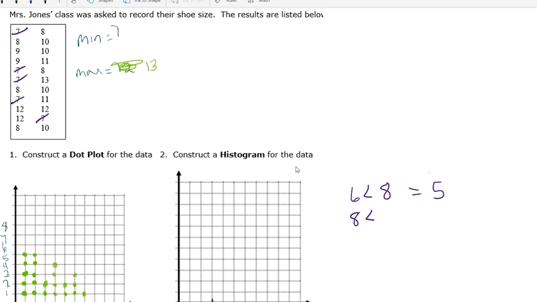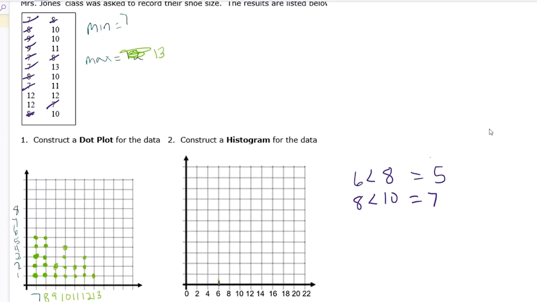8 but less than 10. So 8, so that's 1, 2, 3, 4, 5, 6, 7, because I can count 9s because that's less than 10. So I said 7. All right, let's look at 10, but less than 12. So 10 is 1, 2, 3, 4, 5, 6. Let's see, did I miss any? Nope, equals 6. Okay, and then 12, but less than 14. So that's 12 and 13. It's 1, 2, 3, and 4.